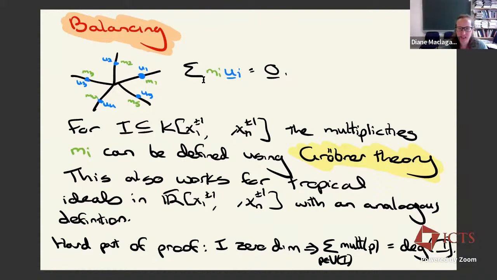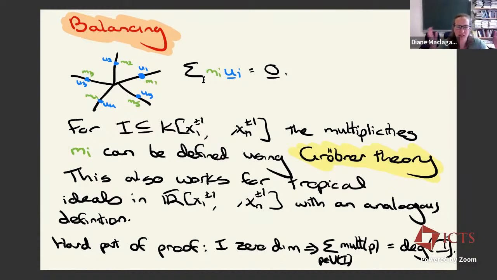And then to show that this definition of multiplicity makes the tropical variety balanced, it turns out, and maybe this is just to advertise a bit of the proof and to put a challenge as well, the hardest part of the proof, so we have a proof, but in some sense I feel it's not the proof from the book, is to prove that when I is zero dimensional, the sum of the multiplicities of the points is the degree of the ideal.